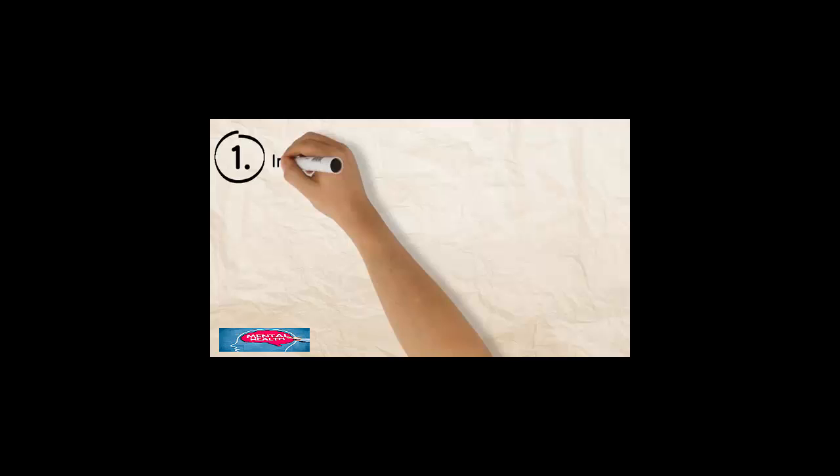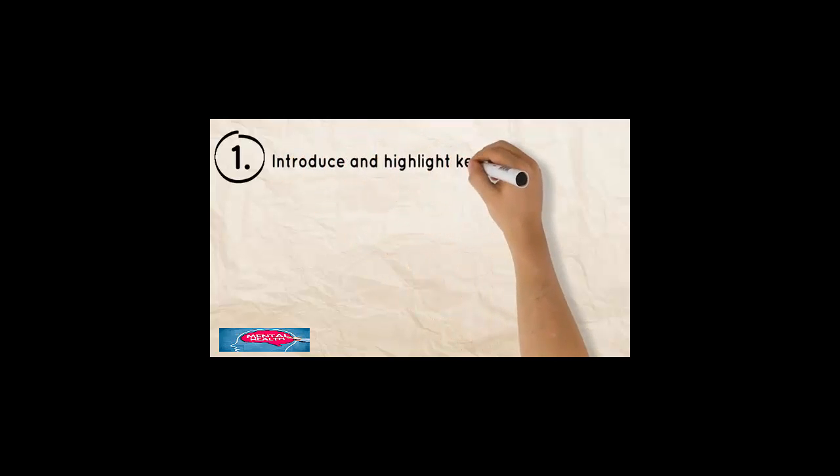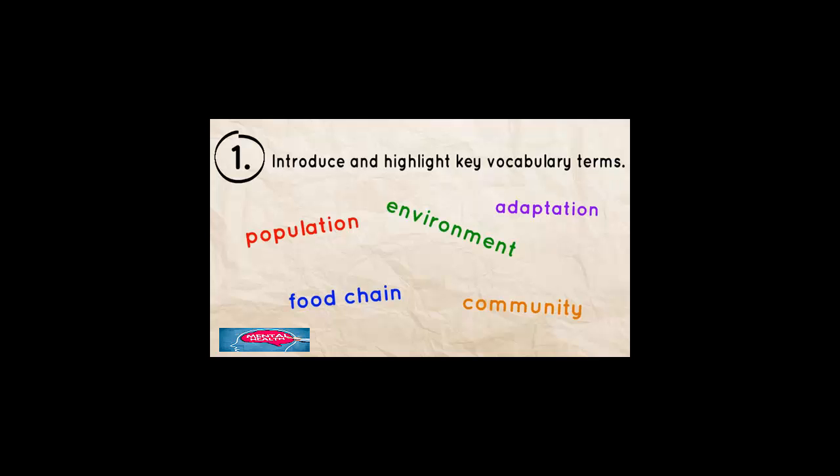Since children with developmental language disorders have difficulty with academic language, you can support them by introducing and highlighting academic language relevant to habitats and communities. For example, if you're having a class discussion to introduce the concept of habitats, highlight key words such as population, community, environment, food chain, and adaptation. Write these words down when you use them and post them in the classroom.